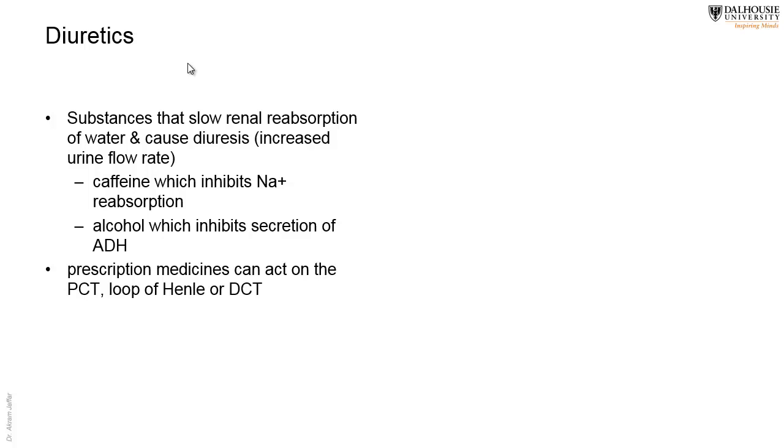In certain diseases, diuretics are prescribed, for example, to control blood pressure. And there are several types of diuretics used as medication that act on different parts of the nephron, like the proximal or distal convoluted tubule, or the loop of Henle.